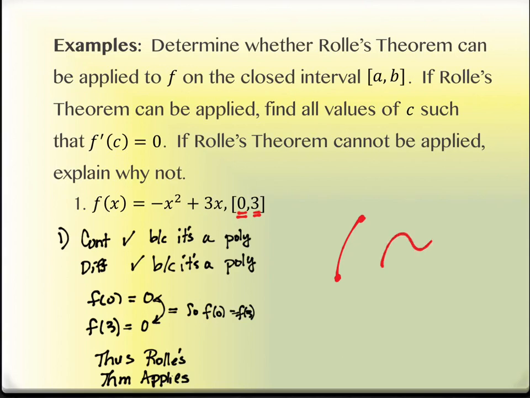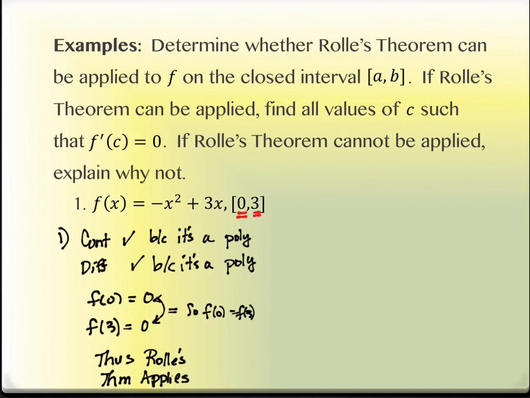However, let me use a parabola still. Let's say we had a parabola that looked like this. The endpoints don't match. There happens to be a point where the slope is zero. I mean, there is on this one, right? But Rolle's theorem doesn't prove that that will happen. It did happen on the second one. It didn't happen on the first one, but we can make no definite claim based on Rolle's theorem if the endpoints don't match. Sometimes it will, sometimes it won't. All right, so the one that we have does, in fact, have endpoints that match, so Rolle's theorem will apply.